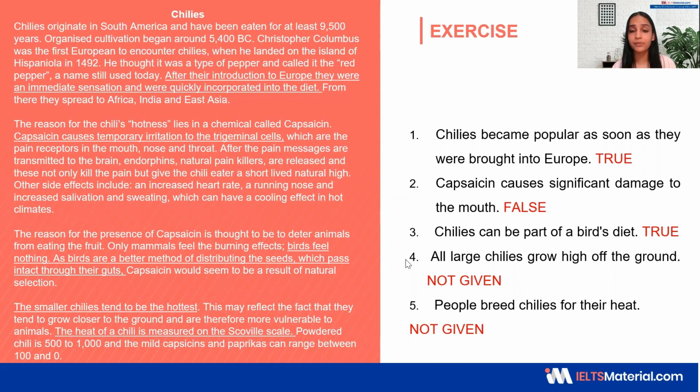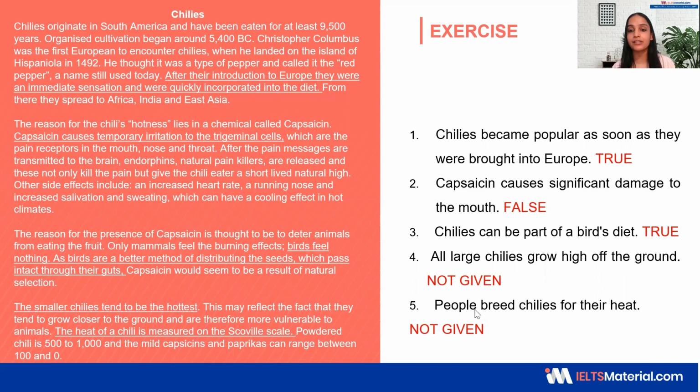If you read the next statement, it says, all large chilies grow high off the ground. Now, we do have some information about the smaller chilies in the passage, but is there any information about large chilies? Definitely the smaller chilies grow closer to the ground. But is there any information in the passage that can tell you about the large chilies? No. So here the answer will be not given.